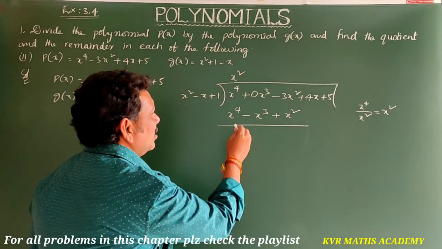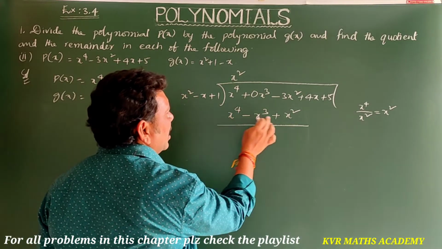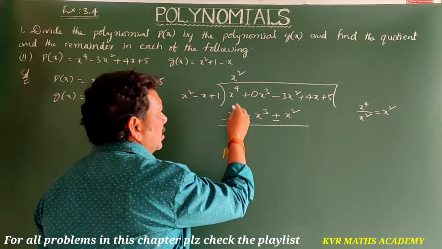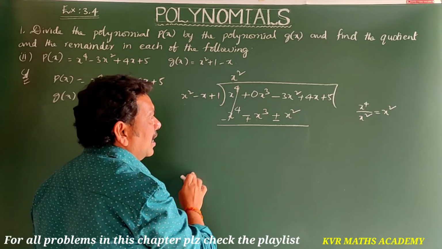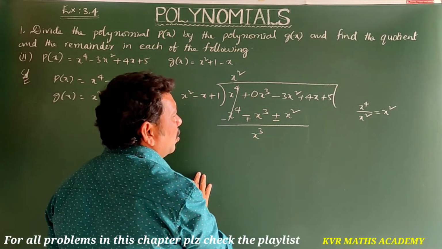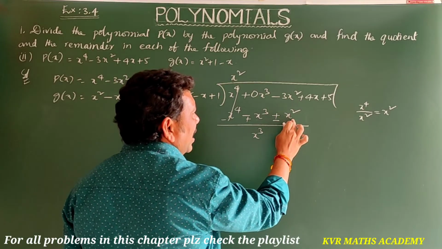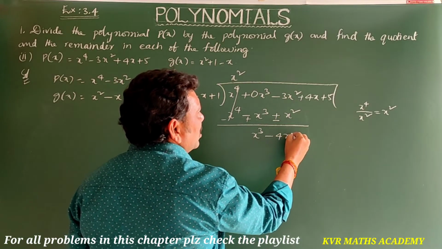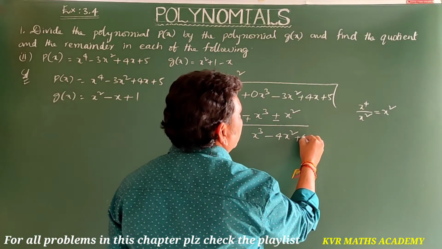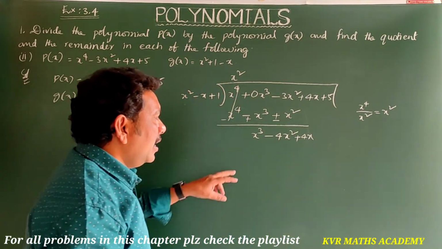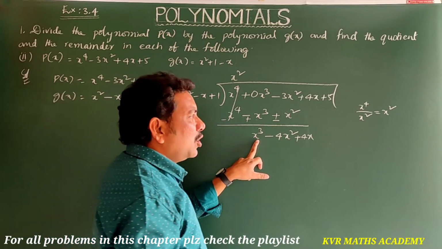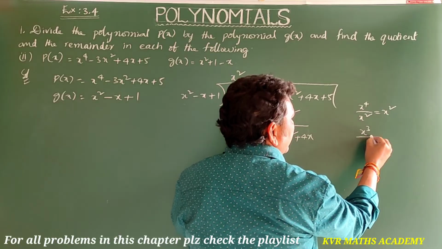Understood? Yeah. So whenever we subtract we have to change the signs, right? This is minus, this is plus, this is minus. So x power 4 gets cancelled. 0x cube plus x cube. Yes, exactly x cube only. Minus 3x square minus x square. This will be minus 4x square. Understood? Now put down plus 4x. Right. Yeah. In this remainder, what is the first term? x cube only now. x cube is the first term.